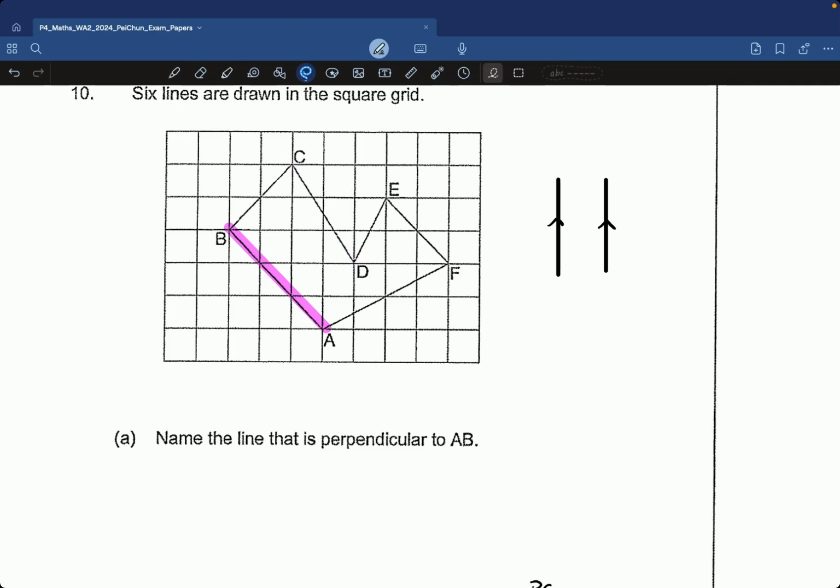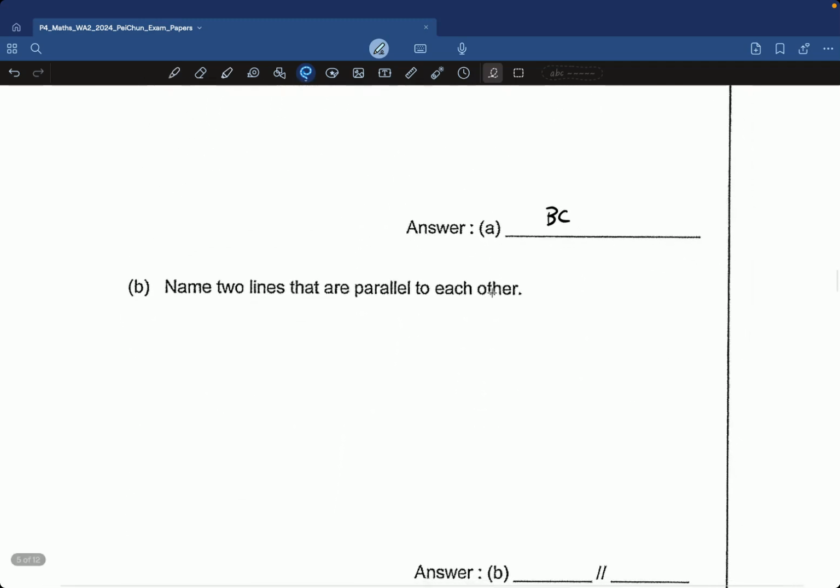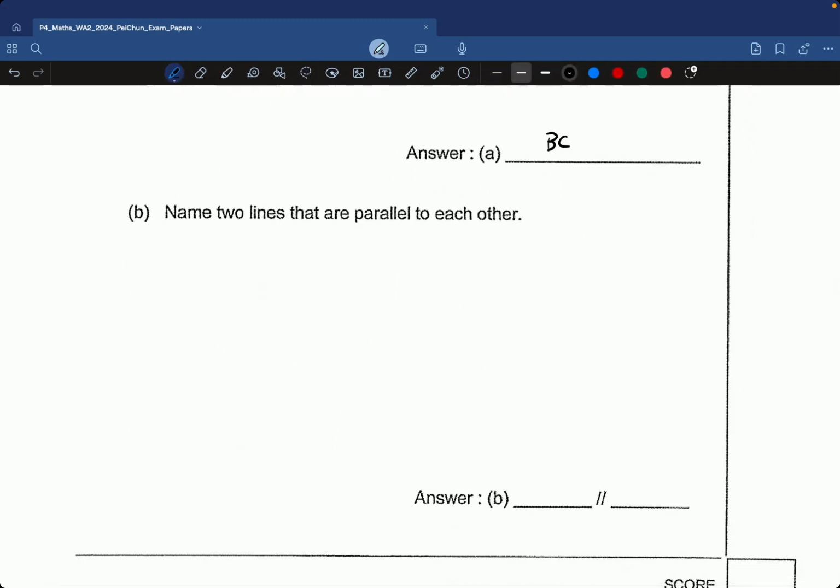What about EF? Okay. EF, is it cutting through the square equally, like in half? So you see this square is actually in half. And if I were to move this, oh wow, it's actually parallel. So the answer is BA and EF. Okay, in this case. Okay, let's move on to the next question.